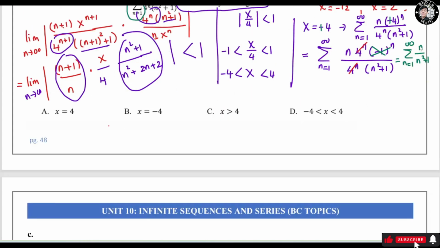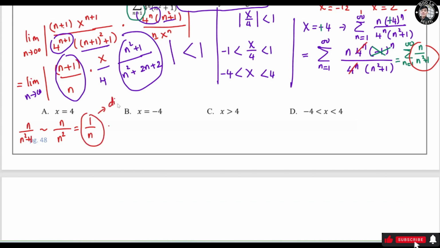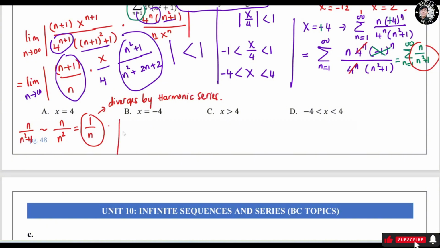Now we need to compare n over n squared plus 1 with the harmonic series. Why? Because this is the same thing as n over n squared when n approaches infinity: you can drop the 1 and simplify it to 1 over n. This one is the harmonic series, and the harmonic series always diverges. So now we're going to use the limit comparison test.